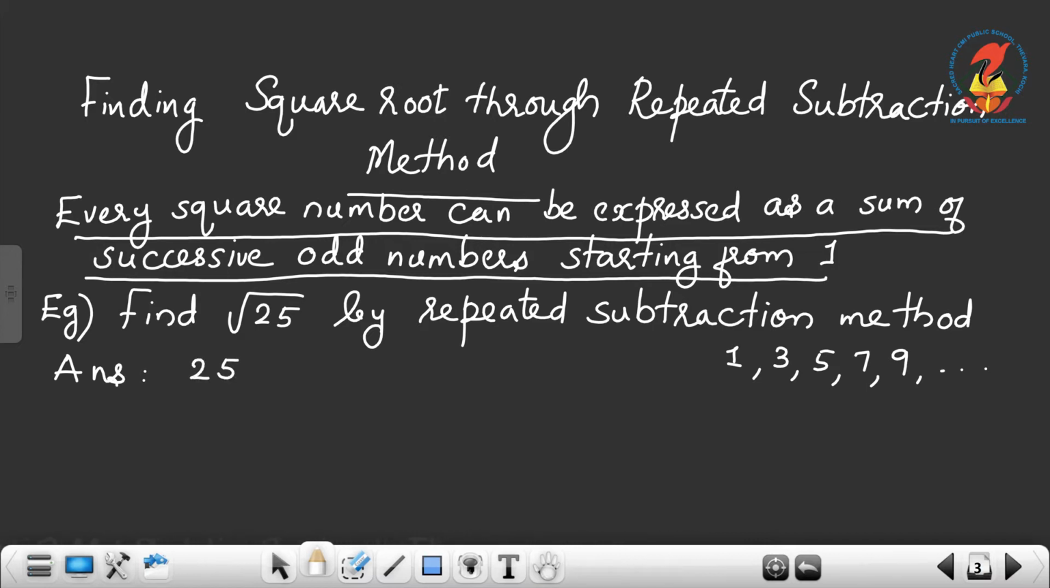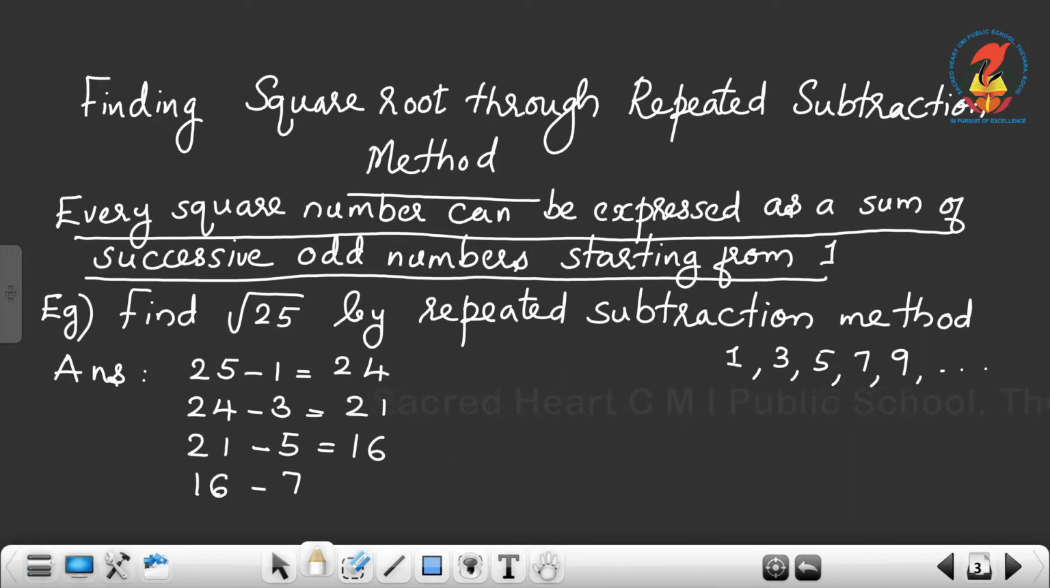So, 25, the first odd number is 1. 25 minus 1 equals 24. Then 24 minus the next odd number 3 equals 21. Then 21 minus 5 equals 16. Then 16 minus 7 equals 9. Then 9 minus 9 equals 0. Now, here we can say that 25 is a square number, and we want to find the square root. 25 is the square of which number?